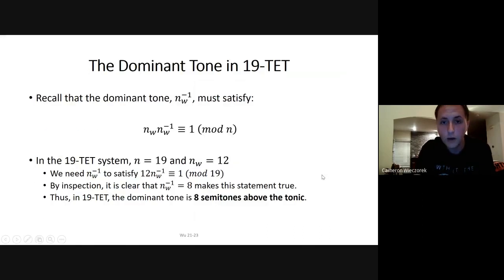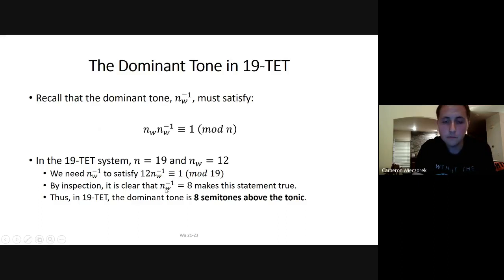So there's 12 white keys in an octave. So we're trying to satisfy this equation: 12 times N sub W inverse needs to be congruent to 1 mod 19. Again, numbers are small enough by inspection. We can see that 12 times 8 is 96. 96 is congruent to 1 mod 19, since 19 goes into 95, you'd have 1 left over to get you to 96.